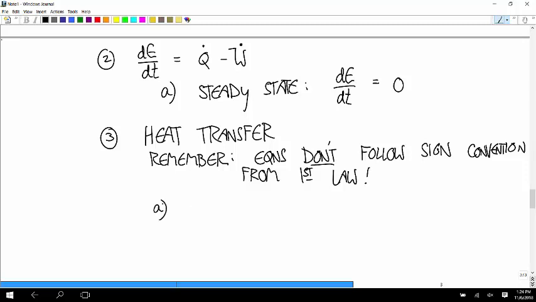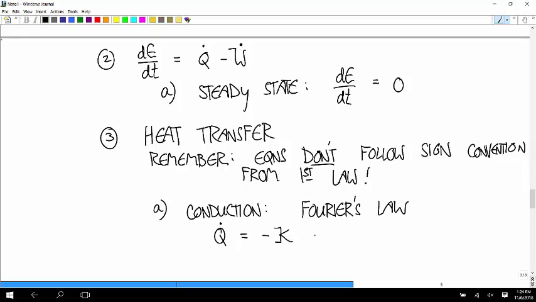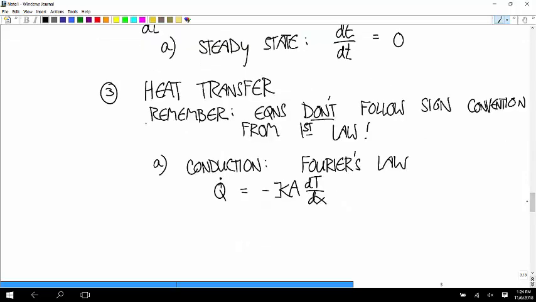So the first one of these equations is the conduction equation. That's called Fourier's law. And it has the form Q dot is equal to negative kappa times A times dT/dx. This kappa is the coefficient of thermal conduction.